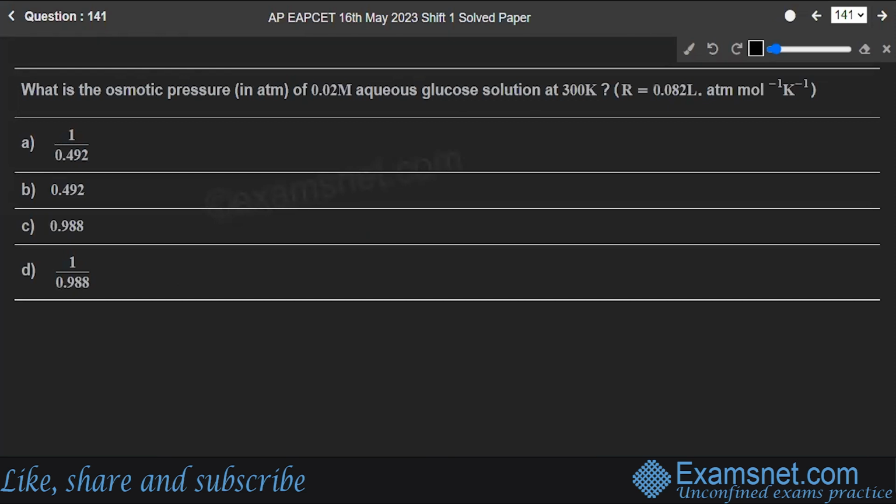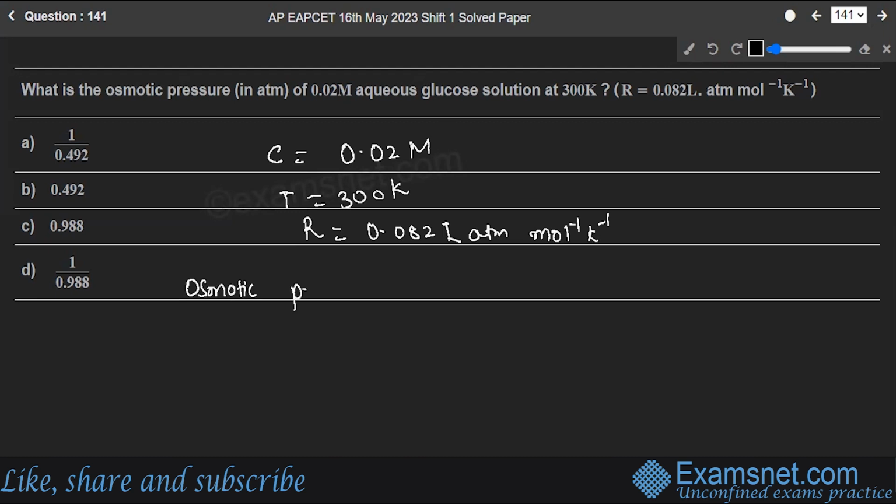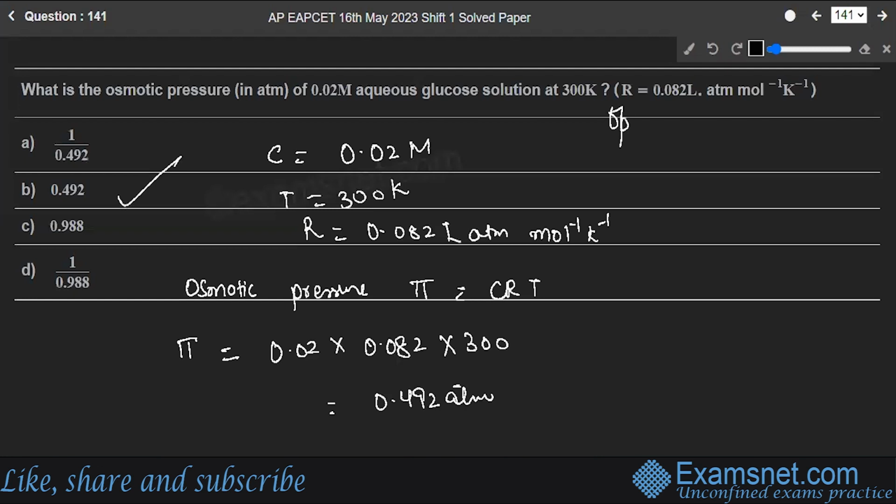What is the osmotic pressure in atmosphere of 0.02 M aqueous glucose solution at 300 Kelvin? You're given the value of R. Okay, so in the question you are given C equal to 0.02 M and the temperature 300 Kelvin. R, the gas constant, is this much liters atmosphere per mole per Kelvin. So osmotic pressure is CRT. On substituting the given values, C is equal to 0.02, R is this, and temperature 300. On solving, you will have 0.492 atmospheres. That is option B. This is the right answer. Hope you understood. Next is question number 142.